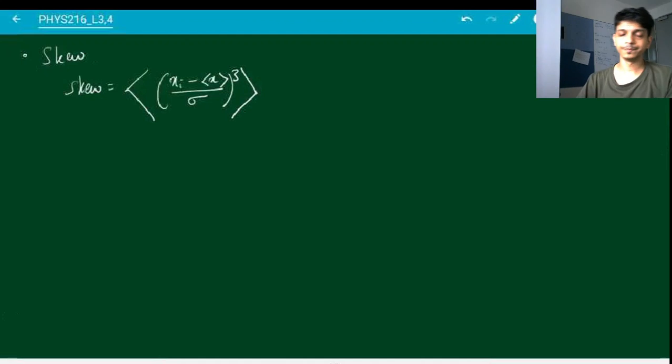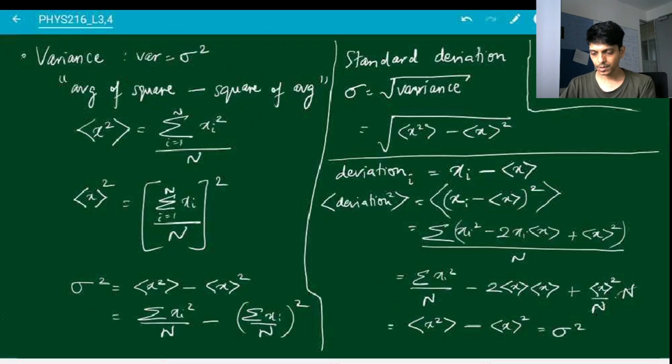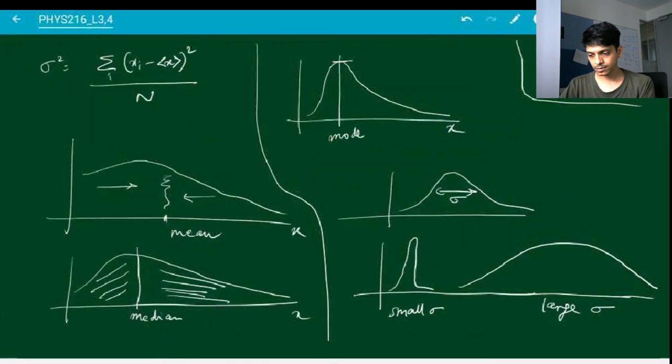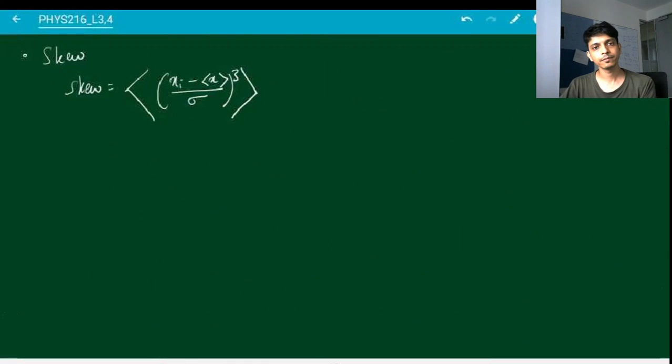So it has skew. When you're calculating the mean, it only contains linear terms in x. When you're calculating the standard deviation, you involve squares, and when you are calculating the skew, you start to involve the cubic power, the third power of x. Skew tells you in which direction your distribution is bent.